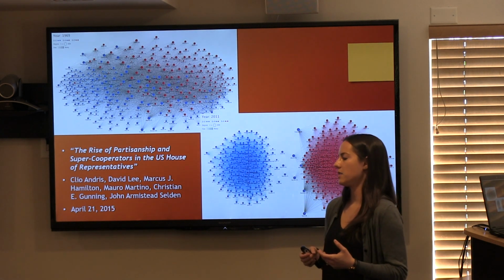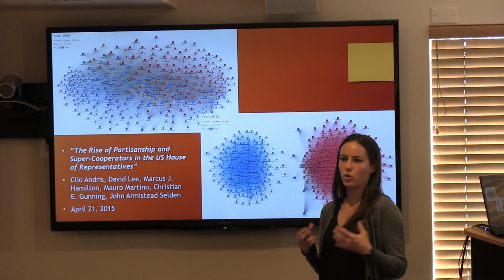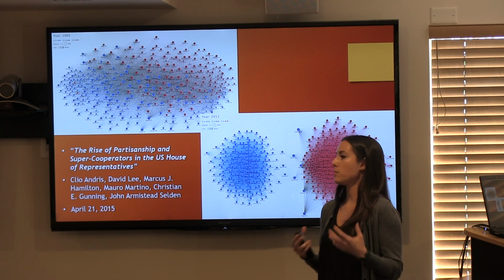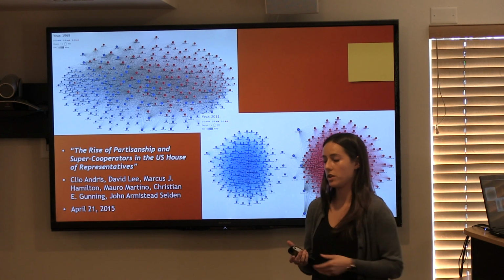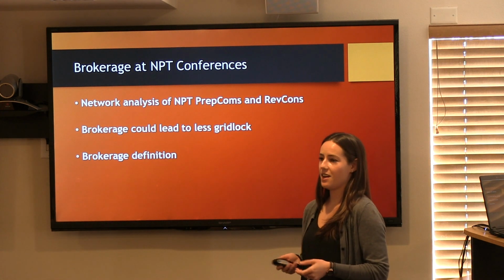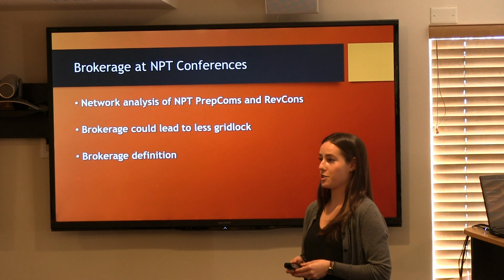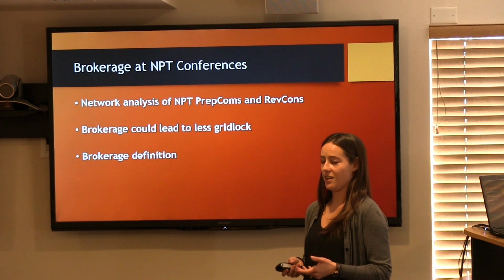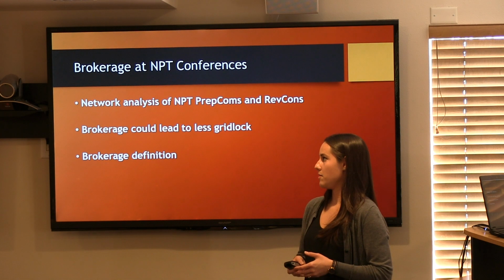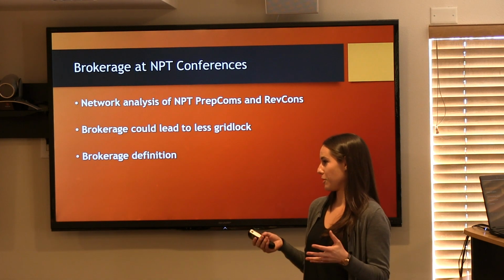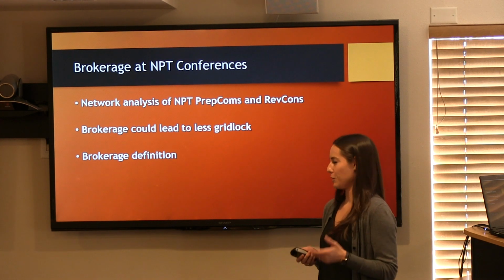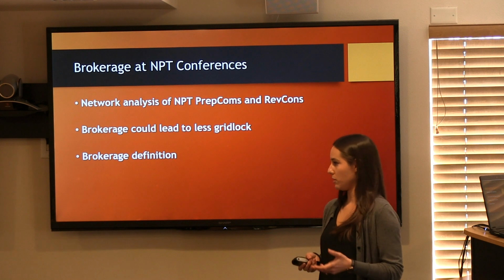Brokerage being defined as the ability to arrange or negotiate a sort of deal or a plan in order to get something done. And so that is the concept that I wanted to look at in the Non-Proliferation Treaty Conference. It's no secret that there has been some gridlock in the Non-Proliferation Treaty conferences, just like there has been in US Congress. And for some of my classmates that are not as familiar with the Non-Proliferation Treaty, I can very quickly summarize that it's essentially the cornerstone of the global nuclear non-proliferation regime.